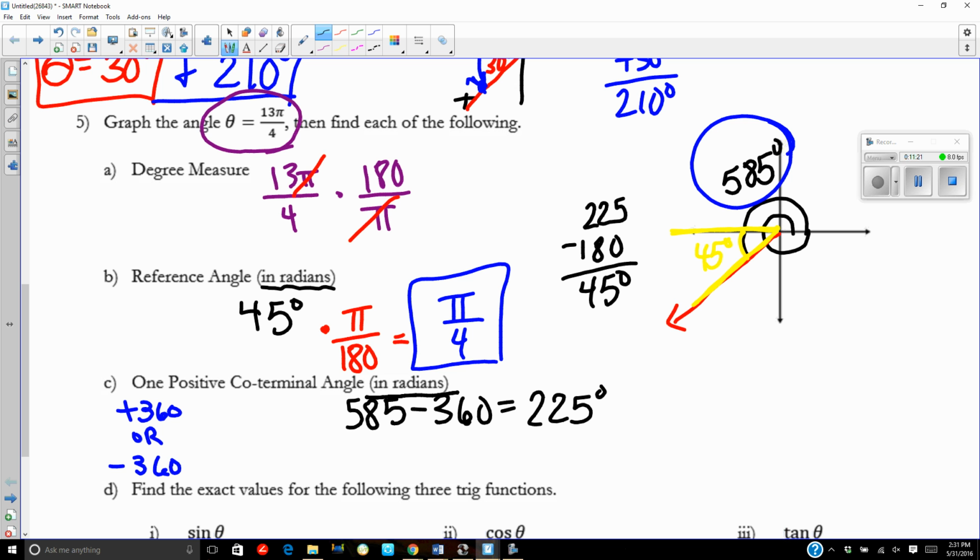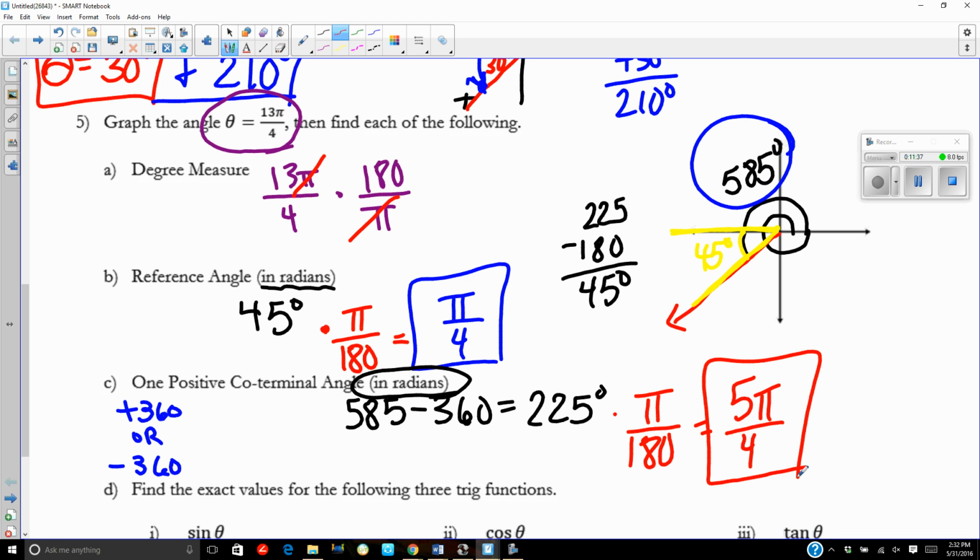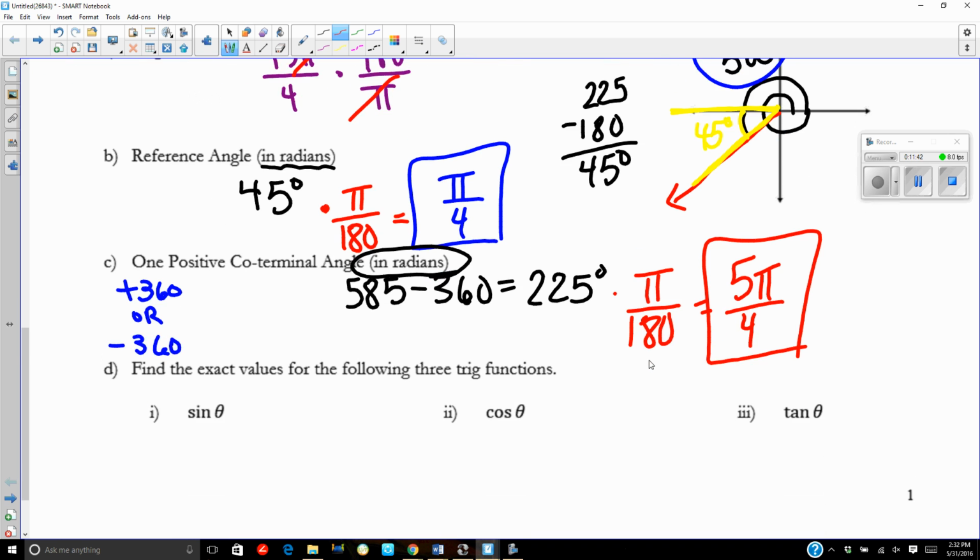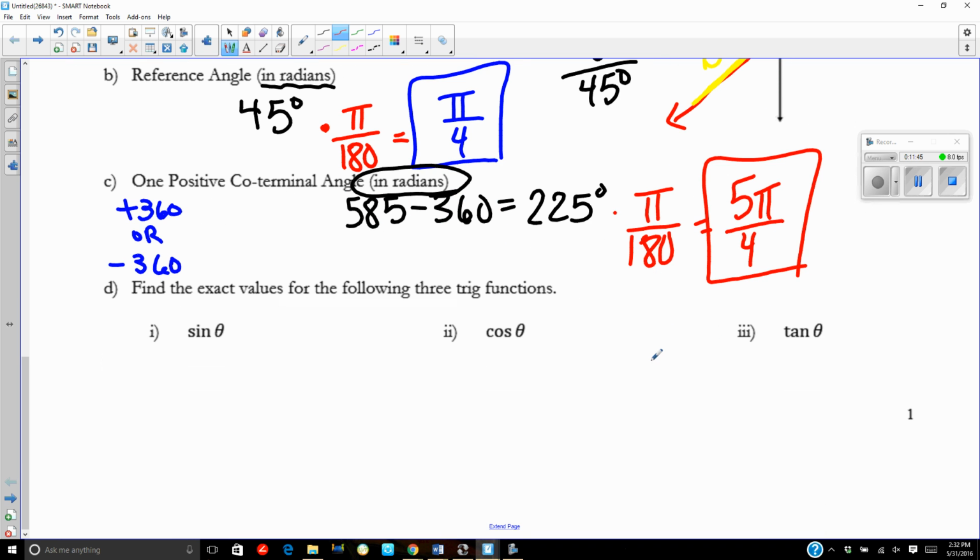And then again, they want it in radians. So multiply 225 times pi over 180 to convert that back to radians. Letter D, find the exact value for the following three trig functions. So sine of theta wants us to find sine of 585.